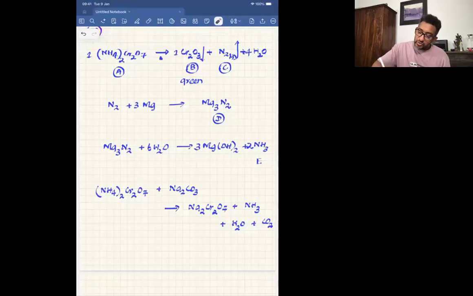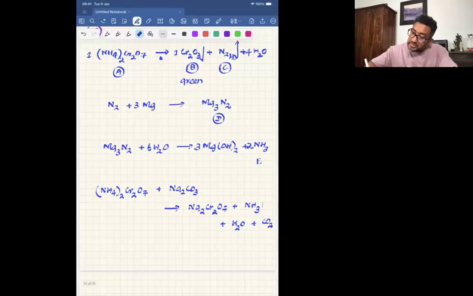Here, the sodium ions combine with dichromate and give you sodium dichromate. Then the ammonium ions combine with carbonate and give you ammonium carbonate. But because you are heating, you get ammonia, water and carbon dioxide. Ammonia is the gas that is evolved. So when A was heated with sodium carbonate, gas E is formed. Let us check whether it is balanced. 2 ammonia, carbon dioxide, water.